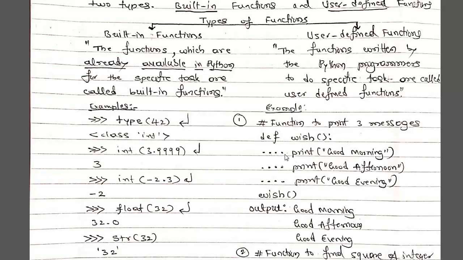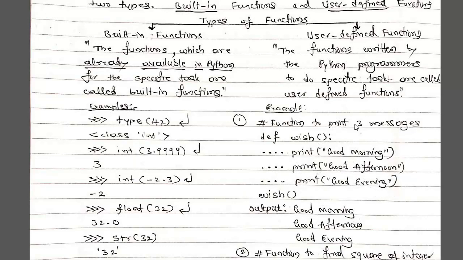This is not a dot dot dot. Just to show you the tab indentation, I typed here dot dot dot. Don't type any dot dot dot while typing the Python program. Understood? Very good. Just press tab, print good morning, tab, print good afternoon, tab, print good evening. Function definition started, function definition completed.